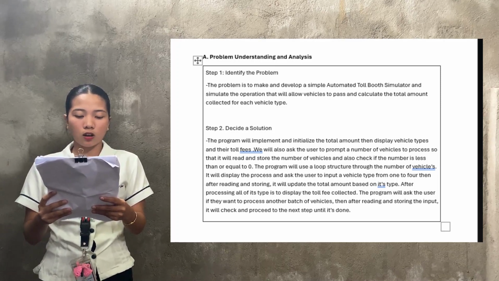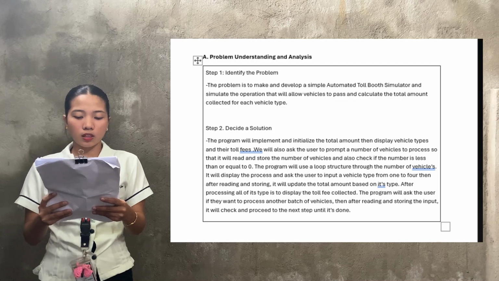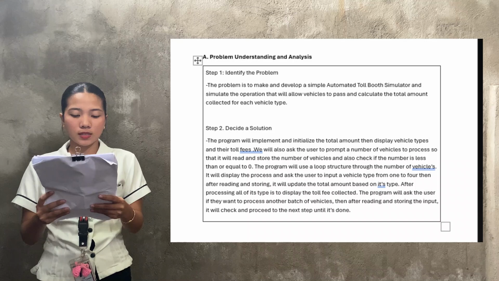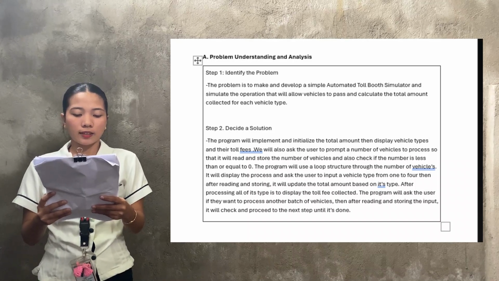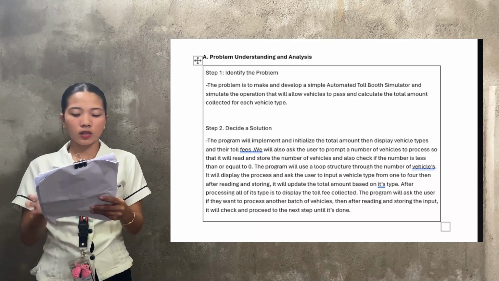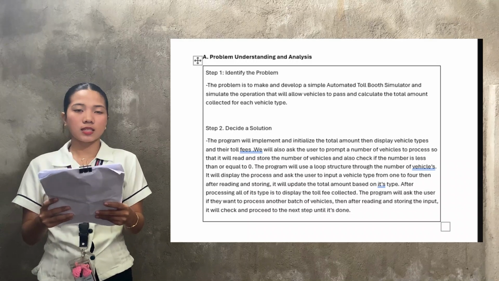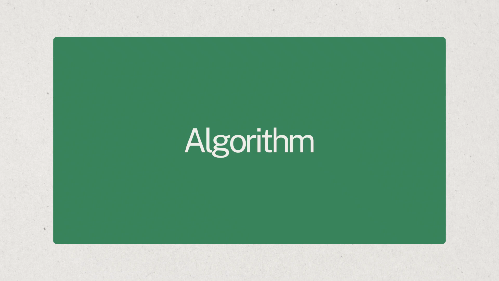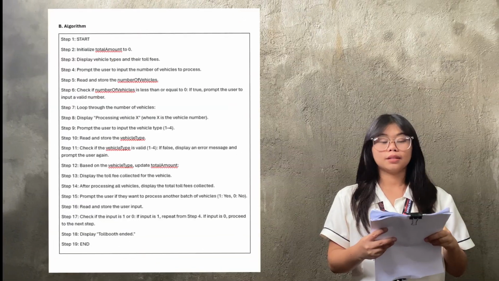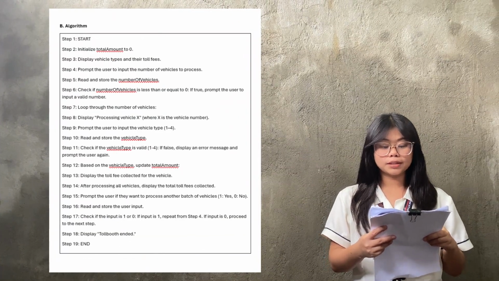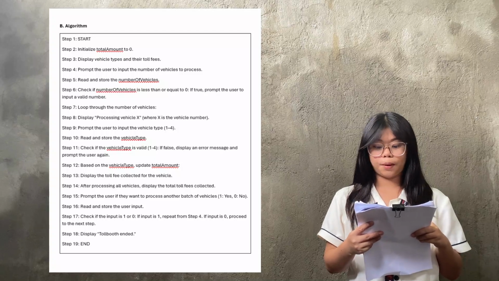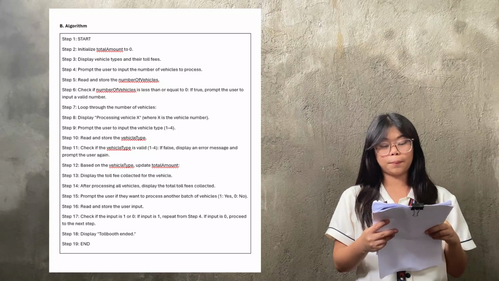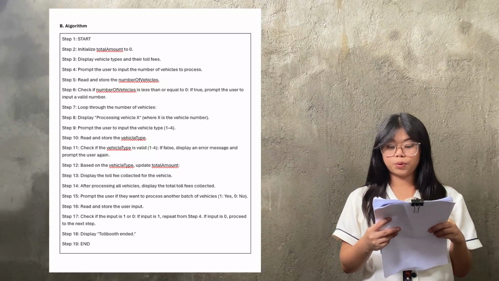After processing all of it, the program will display the toll fee collected. The program will ask the user if they want to process another batch of vehicles. Then after reading and storing the input, it will check and proceed to the next step until it's done. This algorithm outlines a process for managing a toll booth system, where vehicles pass through and toll fees are collected based on their type. Here's a step-by-step algorithm.